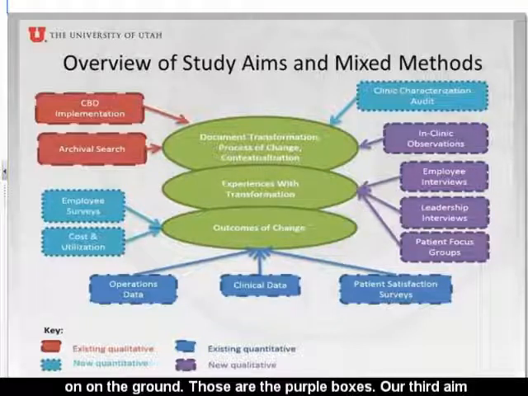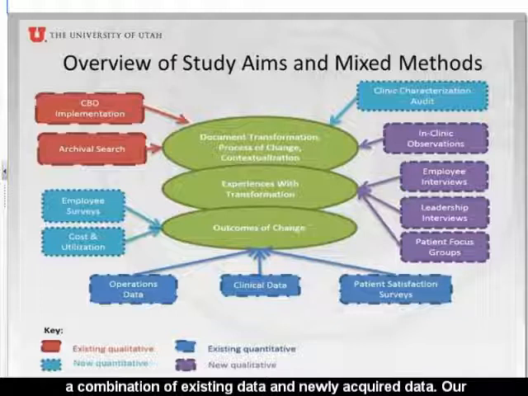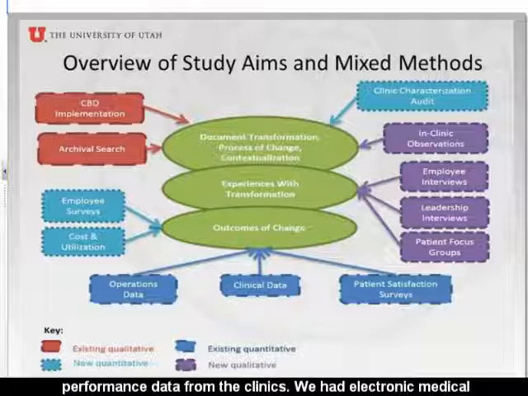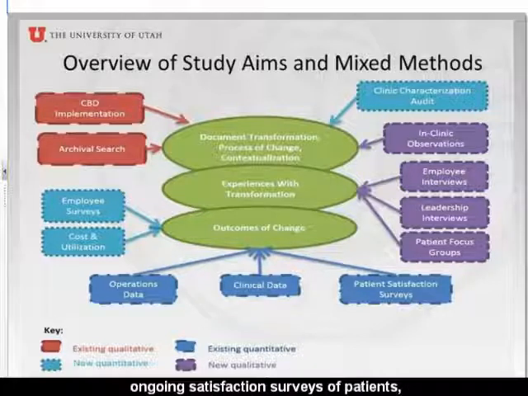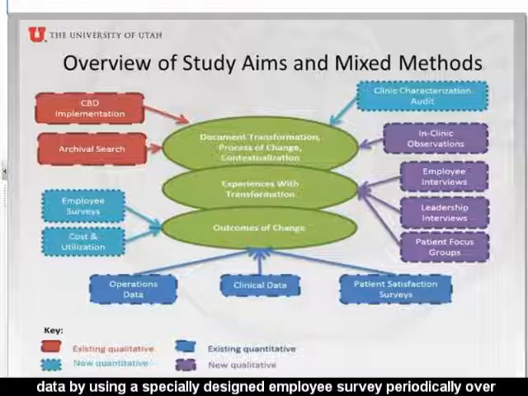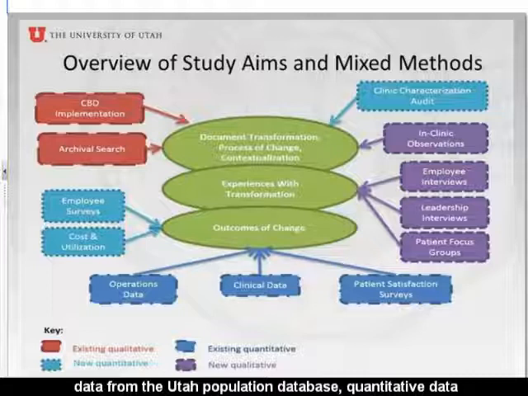Our third aim was to take a look at the outcomes of change, and to do that we used a combination of existing data and newly acquired data. Our existing data came from operations, so we had financial and performance data from the clinics. We had the electronic medical record where we could look at clinical data, and we had ongoing satisfaction surveys of patients, providers, and employees. But we also acquired new quantitative data by using a specially designed employee survey periodically over 3 years. And we also acquired Centers for Medicare and Medicaid Services data and data from the Utah Population Database, quantitative data about utilization and cost of care.